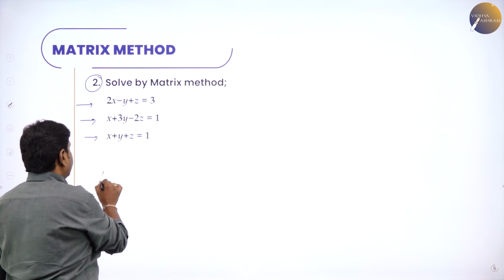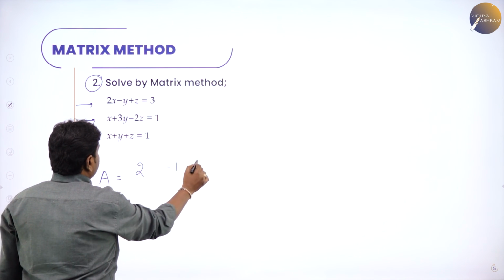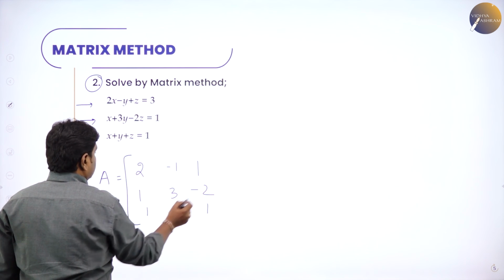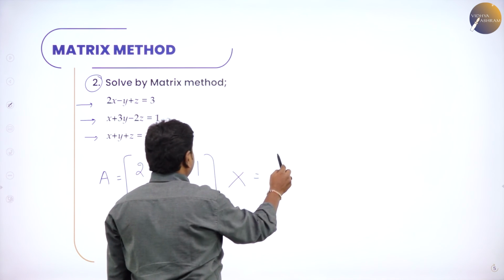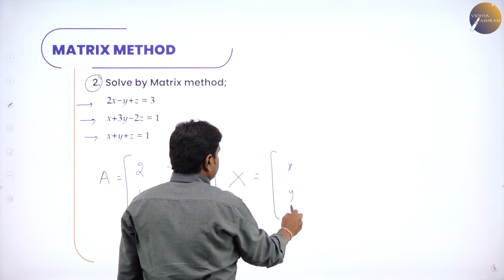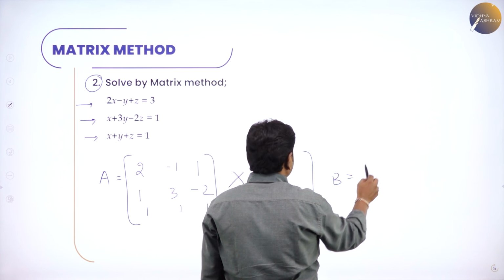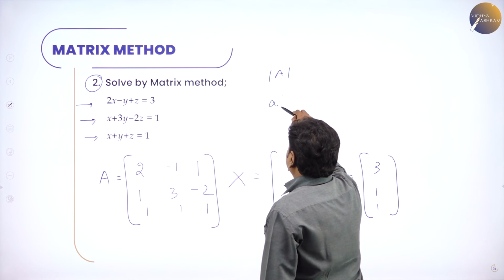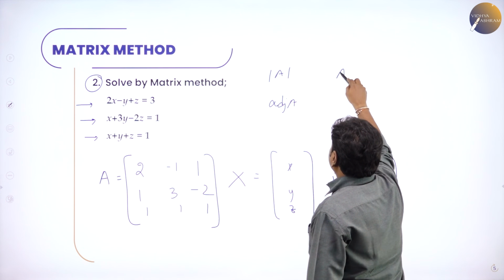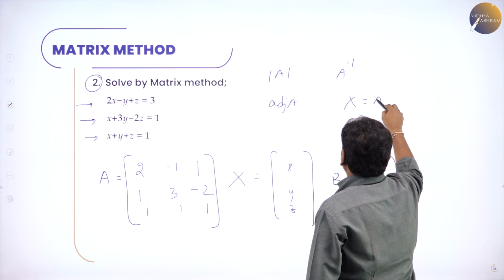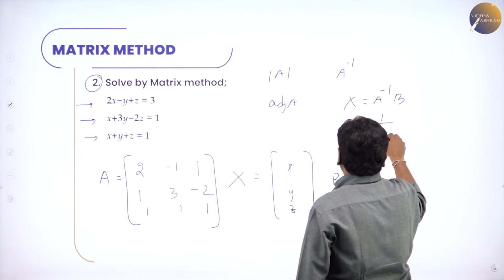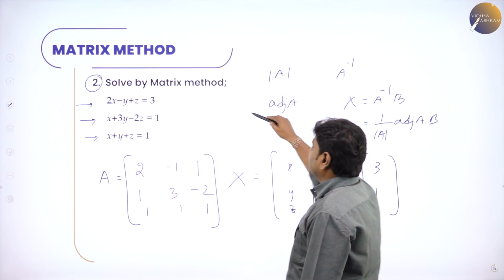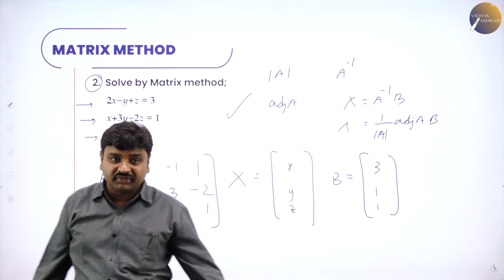What is the procedure? First write A: 2, minus 1, 1; 1, 3, minus 2; 1, 1, 1. Then write the variable matrix X: x, y, z. Then write the constants: 3, 1, 1. First find determinant A, then find adjoint A, then find A inverse, then find X. What is X? A inverse into B. What is A inverse? 1 by determinant A into adjoint A, into B. So use all these techniques and solve this by the matrix method. That is a task given for you.